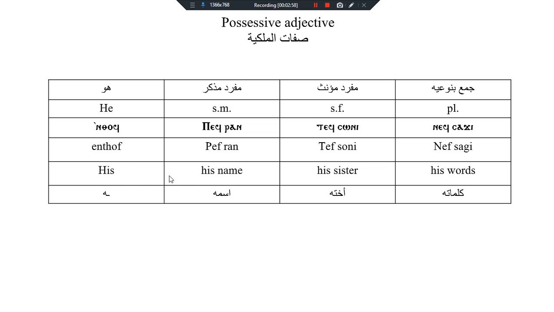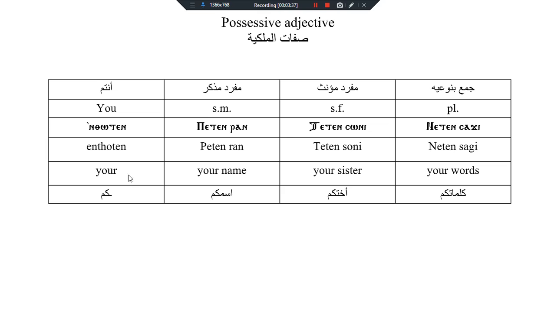When it has to do with his, I won't say his name, I say Pifran. His sister, I say Tifsoni. His words, I say Nefsaj. When it has to do with her, I won't say her name, I say Bisran. Her sister, Tissoni. Her words, Nessaj. When it has to do with we, I say our, so our name, Benran. Our sister, Tinsoni. Our words, Ninsaj.